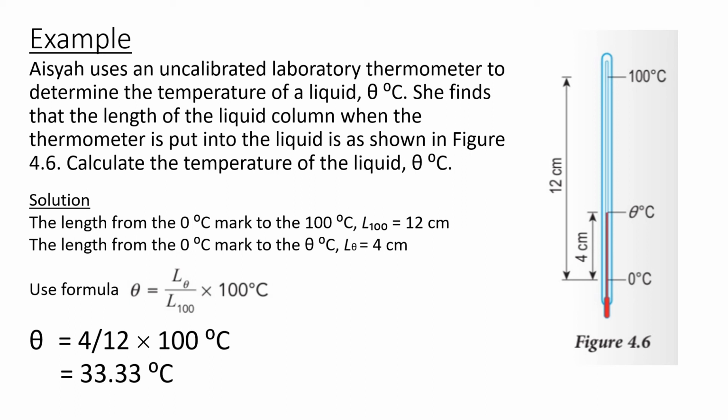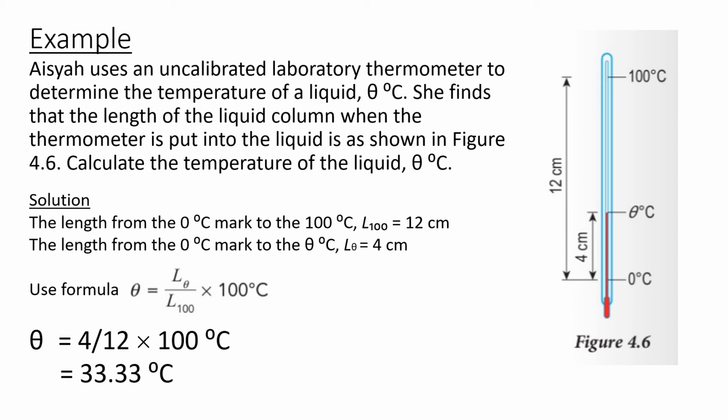This is an example question of calibration of a thermometer. Aisha uses an uncalibrated laboratory thermometer to determine the temperature of a liquid, theta degrees Celsius. She finds that the length of the liquid column when the thermometer is put into the liquid is as shown in figure 4.6. Calculate the temperature of the liquid, theta degrees Celsius.